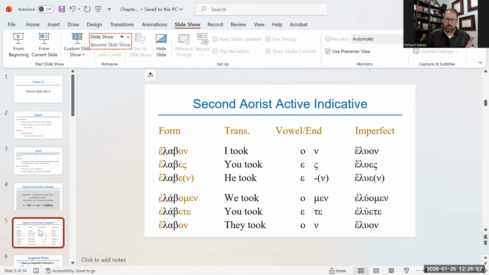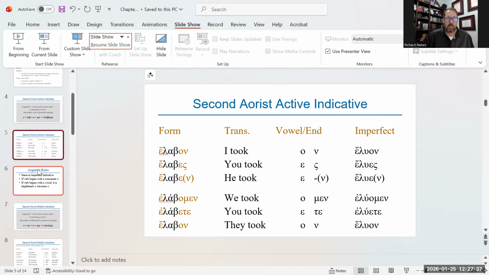Elabe or elaben, you'll see that sometimes depending on what comes next. If you remember those rules, the word that comes next will determine whether or not there's a nu. It's called a movable nu. I'm sure you remember that. But elabe or elaben, that is third person singular, he took. And then your plural, first, second, third plural is elabomen, elabete, elabon. Now, if you compare that to the imperfect, it's very similar, the same personal endings. So that's I took, you took, he took, we took, you took, they took. So that is your second aorist active indicative.